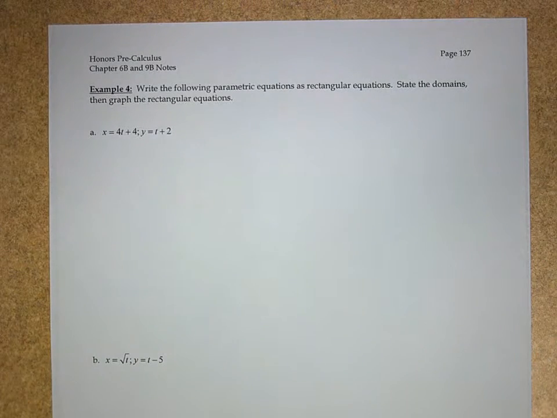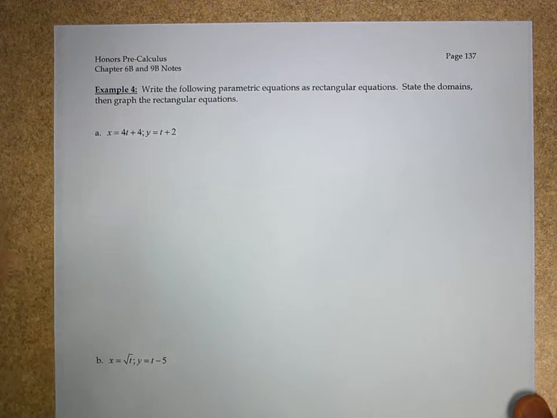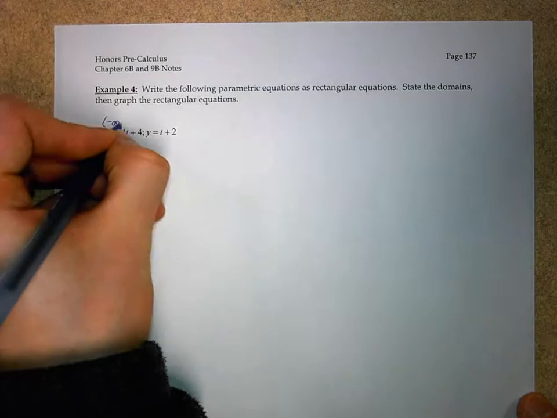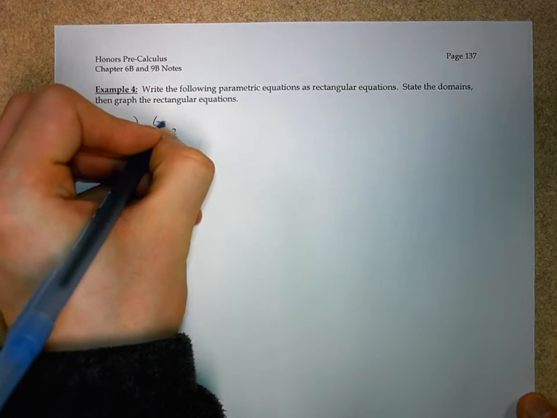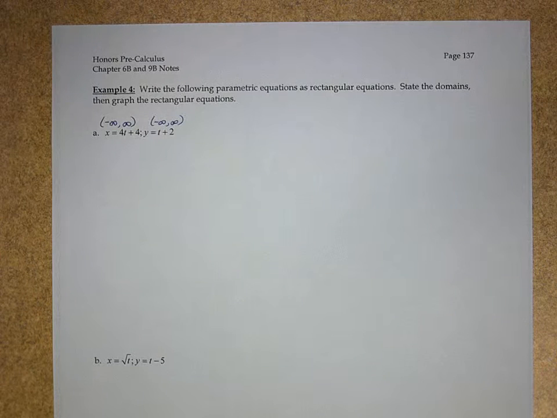Now we want to look at graphing these equations more accurately. So the first thing we've got to do is check our domains for each of these. So here, x equals 4t plus 4, y equals t plus 2. These, once again, are both straight lines, so they go from negative infinity to infinity. So I know my final graph is going to go from negative infinity to infinity.